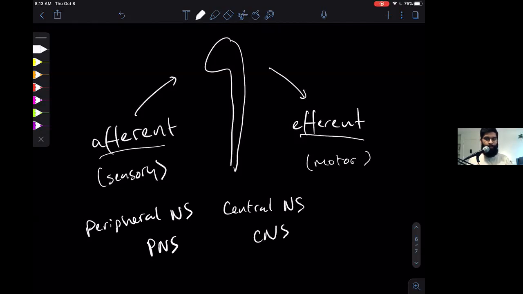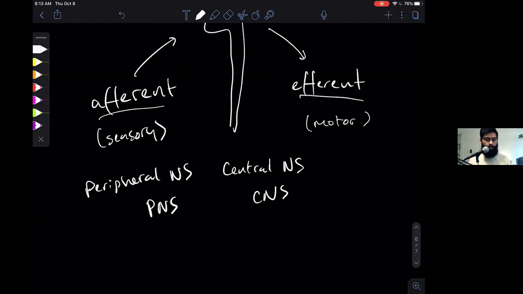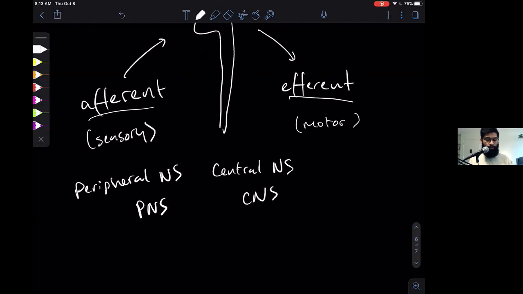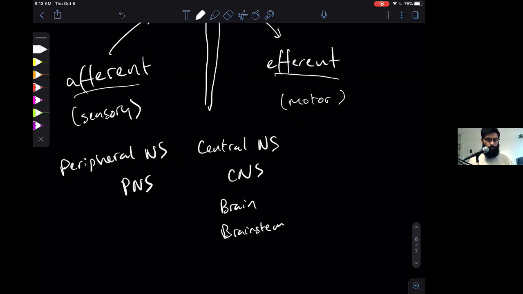So the peripheral nervous system is all of the nerves that are not part of the CNS. And what is the CNS? This is going to be your brain, your brainstem, and your spinal cord.